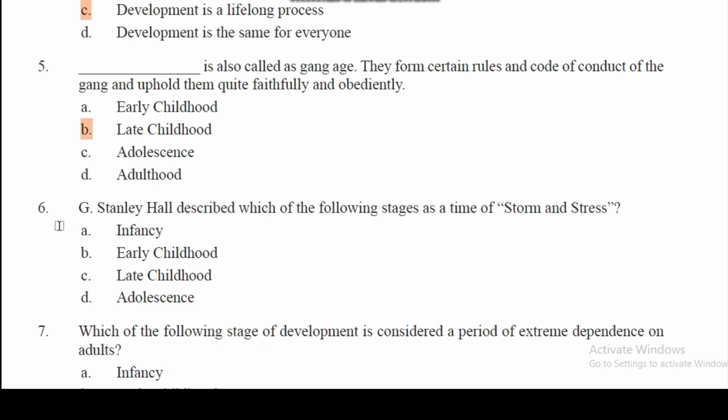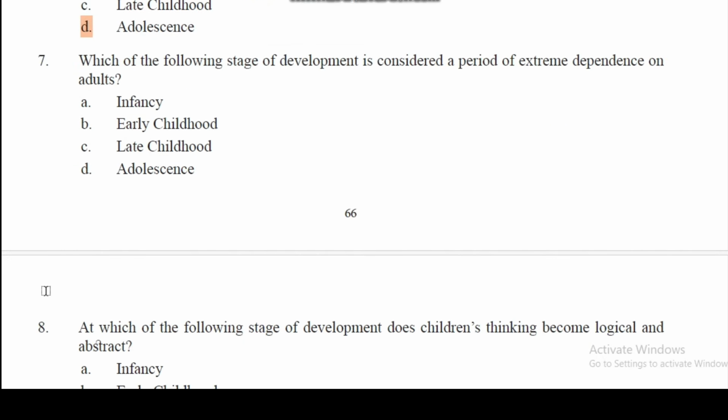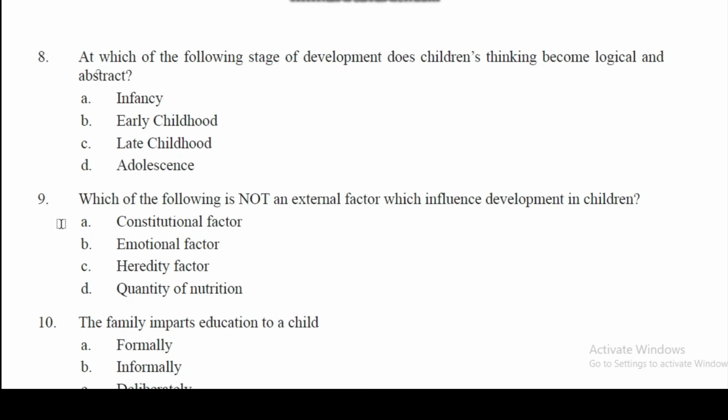6. G. Stanley Hall describes which of the following stages as a time of storm and stress? Answer D. Adolescence. 7. Which of the following stages of development is considered a period of extreme dependence on adults? Answer A. Infancy. Number 8. At which of the following stages of development does children's thinking become logical and abstract? Answer C. Late childhood.